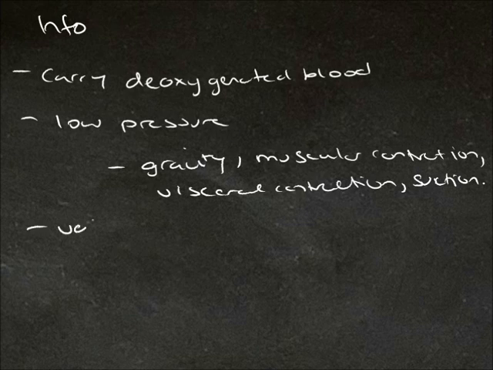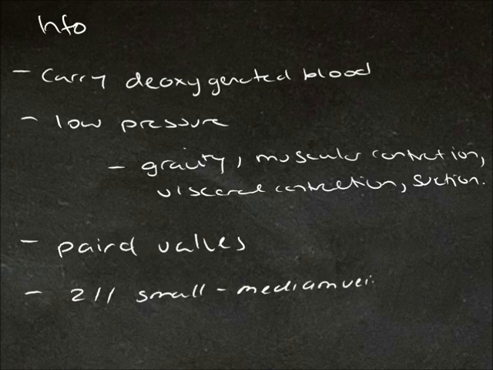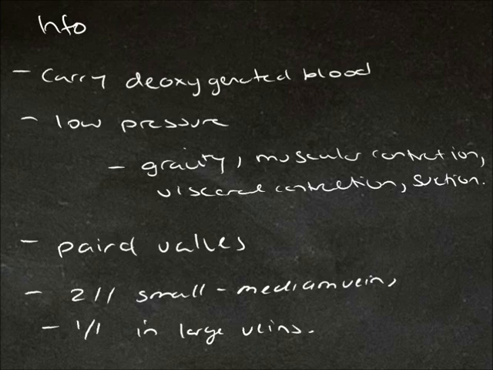Veins contain valves. They usually have paired valves, and they follow the ratio of 2:1 in small to medium veins, or 1:1 in large veins. This is with arteries.